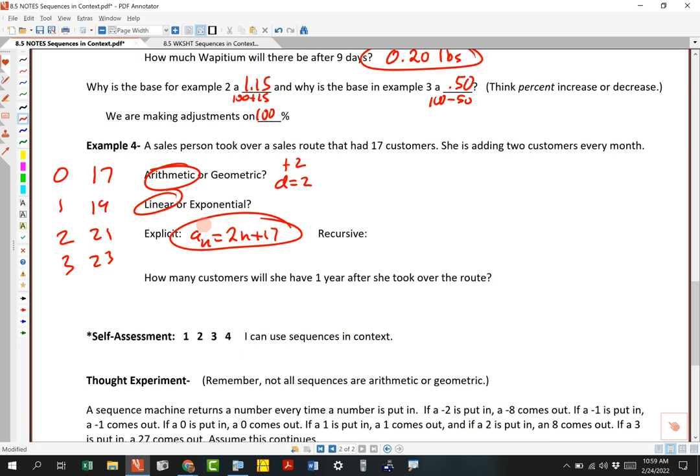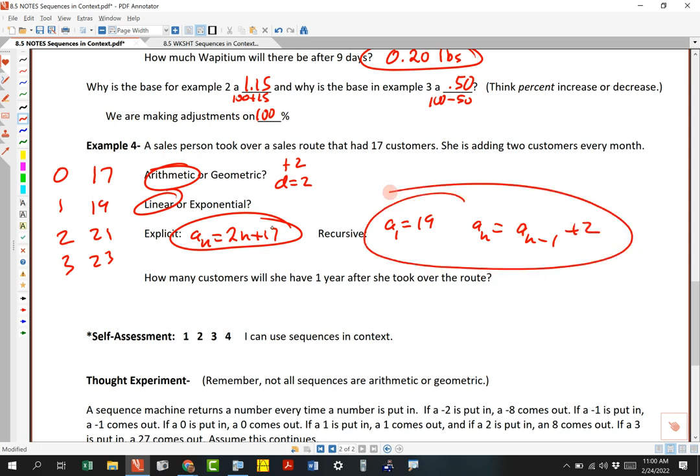Recursive? What do you want to start off with, Cooper? A sub what? A sub 1 equals 19. Is it okay to start with the first one? Sure. We could start with the zeroth one if we wanted to. And then we're going to say to get to the next one, we're going to take the one right before it. And what do we always do here? We're going to add two. Very good. Okay. So there's the recursive formula. And then which formula do you want to use for how many customers she has after a year? And how do we find that? What do you think?